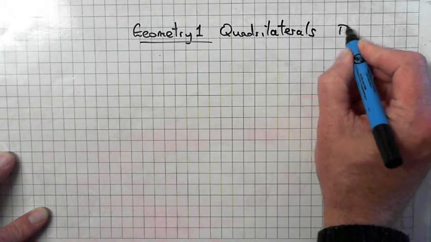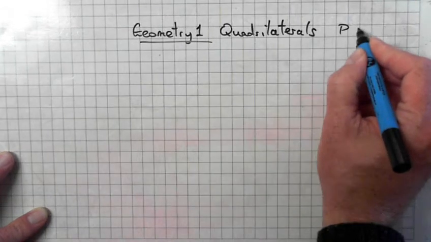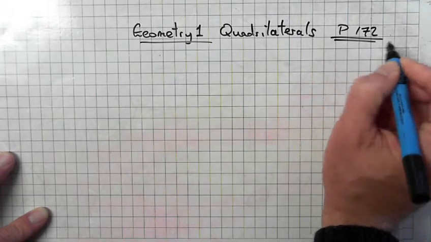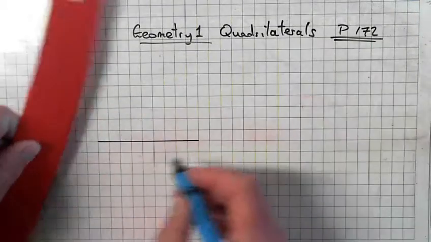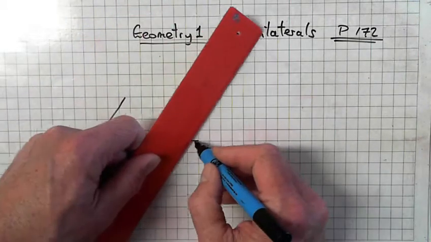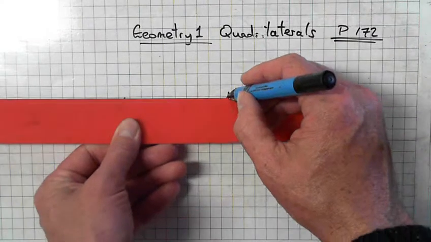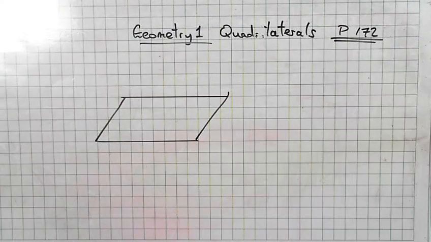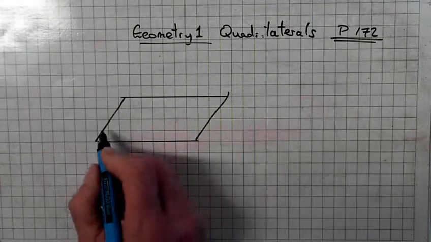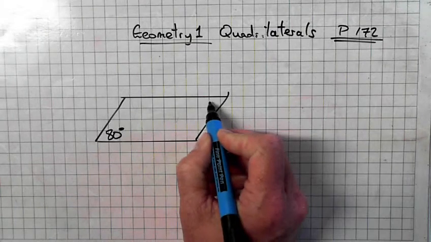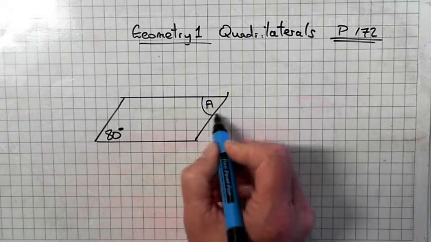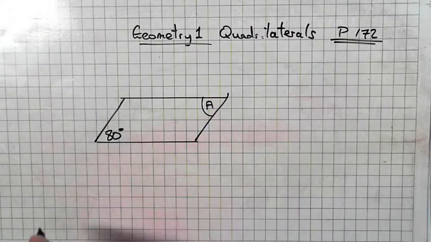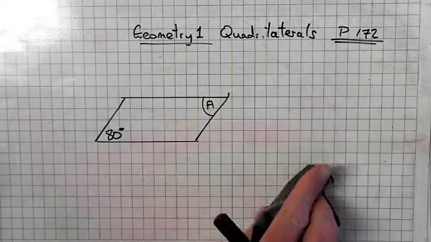Now we're on page 172. Alright, the first one. This is question 2, the first one. This is 80 degrees, so this one here, this is A. A is equal to 80, they're equal. Do you understand that?